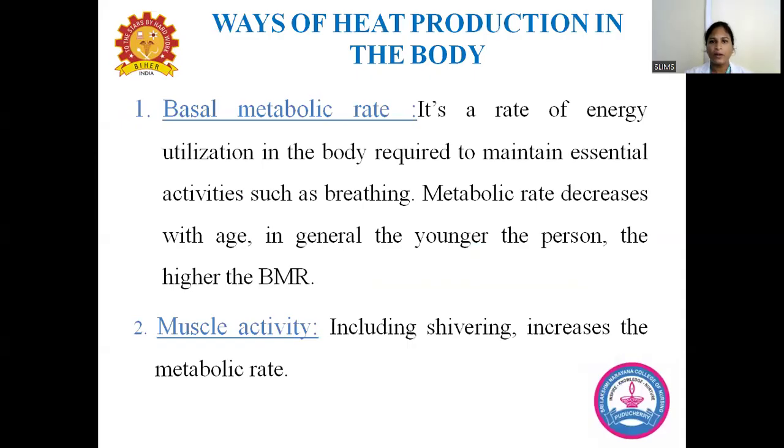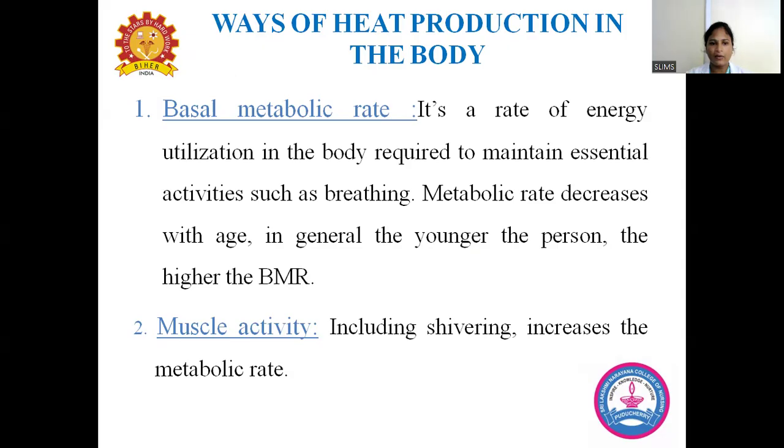So, ways of heat production in the body. How is heat production functioning in the body? Basal metabolic rate is the rate of energy utilization in the body required to maintain essential activities such as breathing. Metabolic rate decreases with age. In general, the younger the person, the higher the BMR. So if the person is younger, the basal metabolic rate is increased.